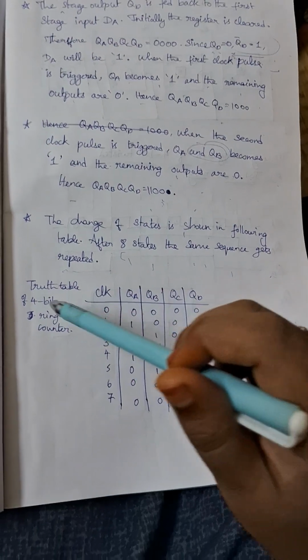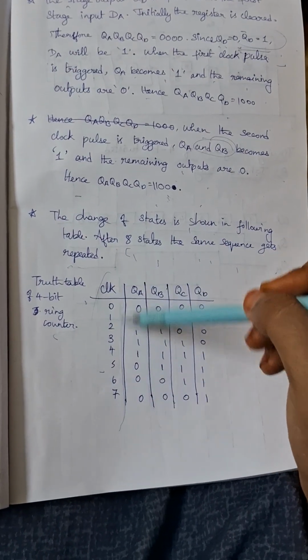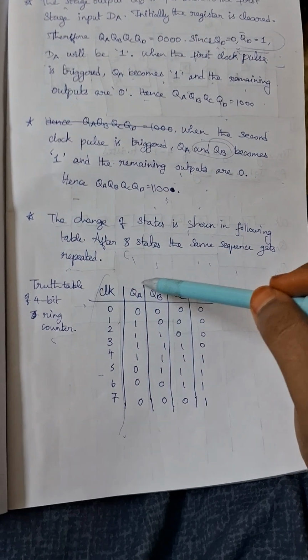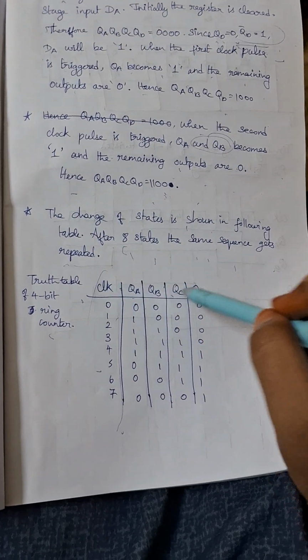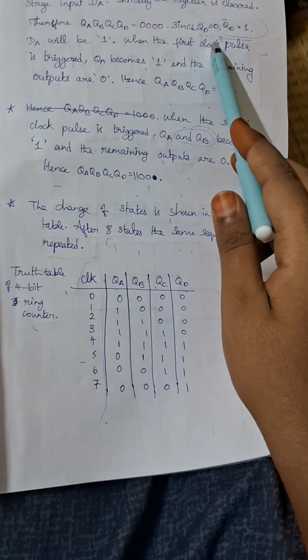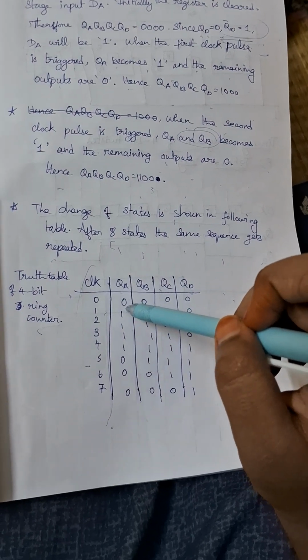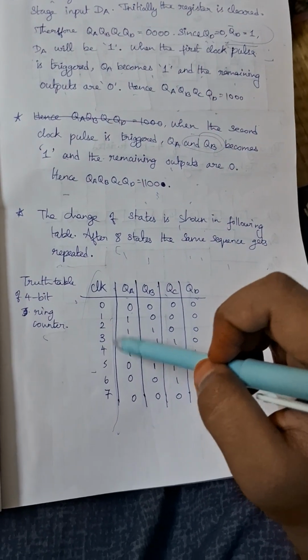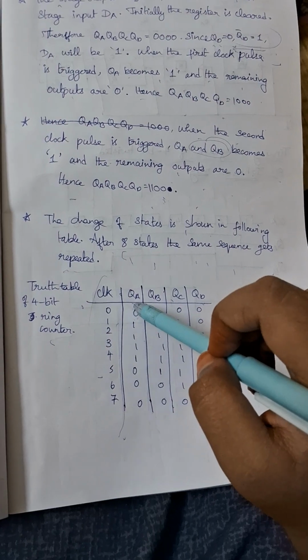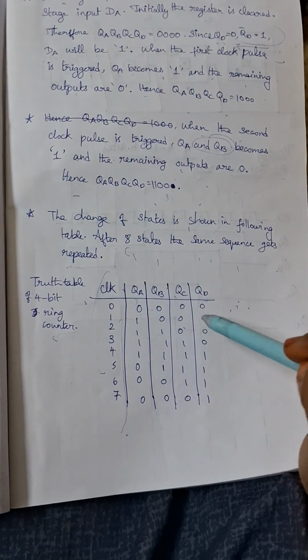Okay. So, the truth table of the 4-bit ring counter is, the clock pulse we are taking 0 to 7. There are 4 bits QA, QB, QC, QD. So, we are giving the values. For the 0 clock pulse, all the bits are 0. The first clock pulse is 1, 0, 0, 0.